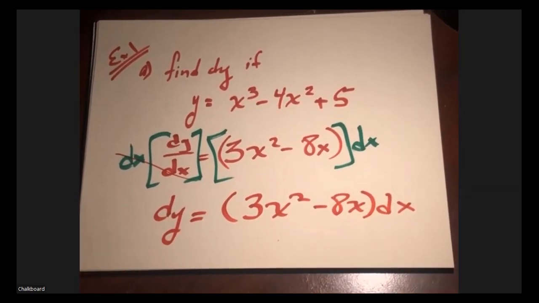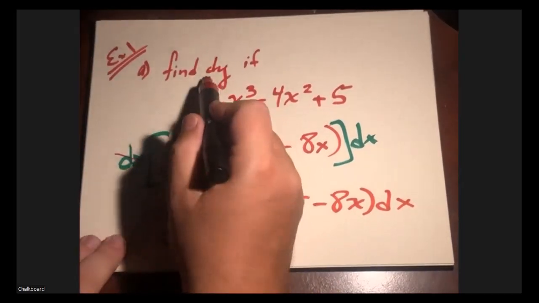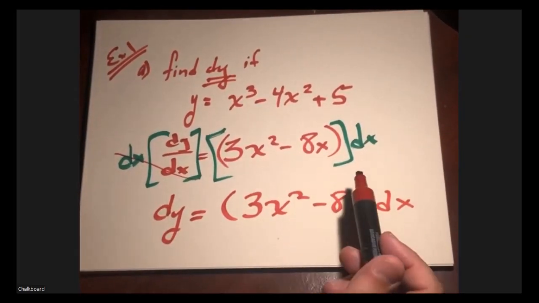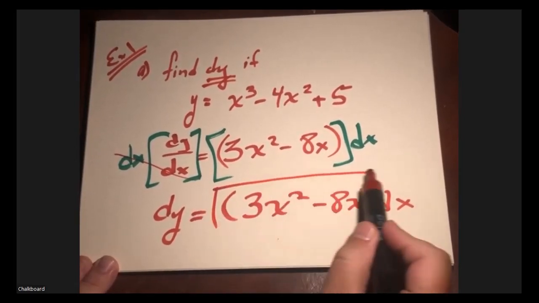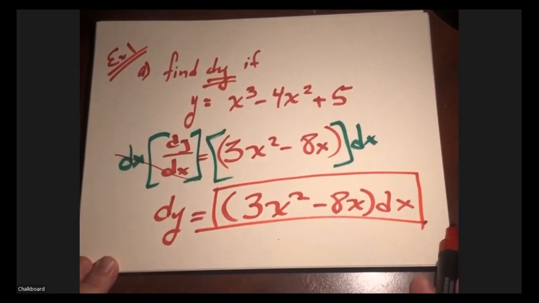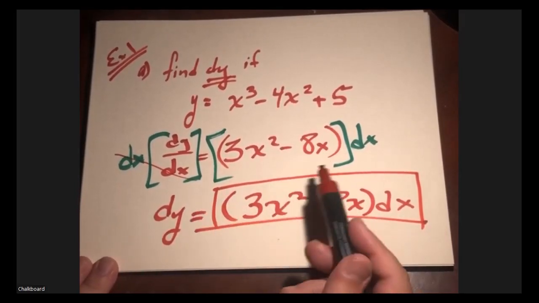I want you to remember, friends, when they give you a specific question that says find dy, if y equals all this, then find dy dx. And when you're finished, present your answer like so, with dx at the end of it, in the same way you would have written the derivative that way.